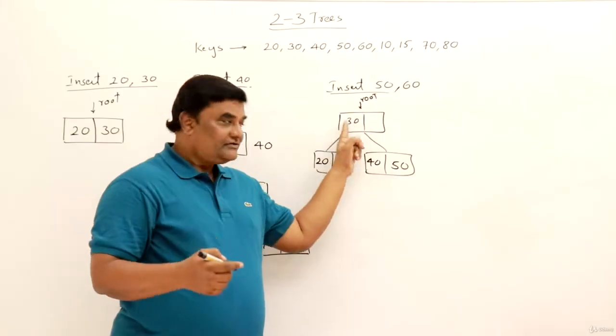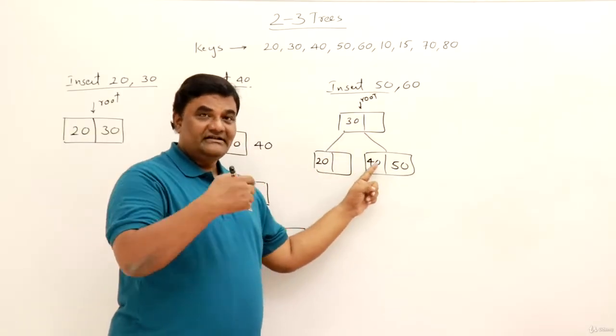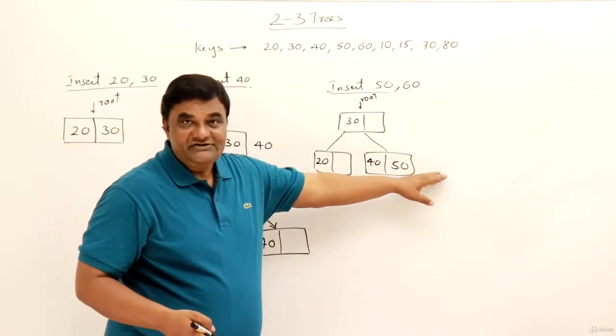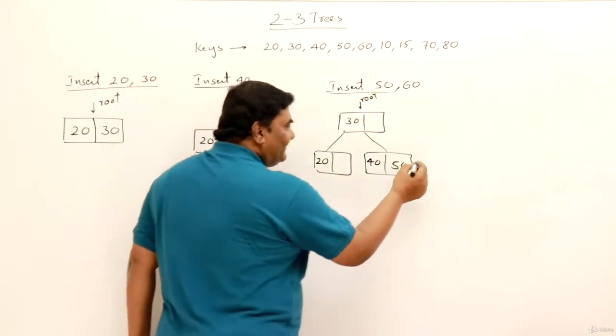Next, there is no key, so check in this child. 60 is greater than 40, 60 is greater than 50, and that's all. This is over. So there is no space here. Actually, it should come here, but there is no space. 60 should come here, but there is no space.